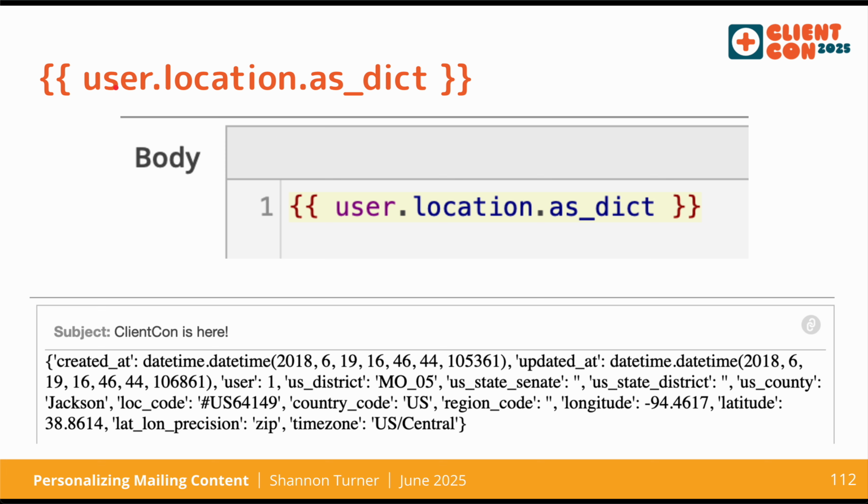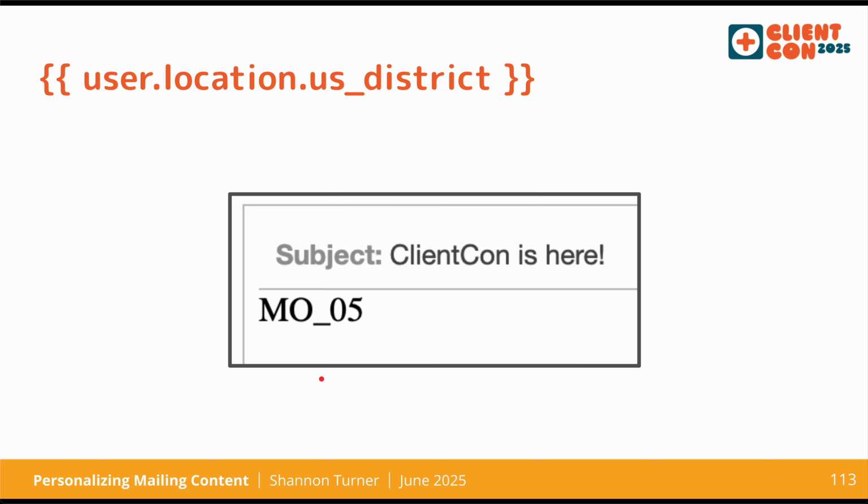So here we have user.location.asDict. Dict stands for dictionary. So just user.location by itself is empty, but we know that's not right. Some objects, like user.location, can be viewed in greater detail by using .asDict for as dictionary. So here we get the user's house district with US district. So here, user.location.us district. You don't have to memorize all of this. This is how you can look it up.